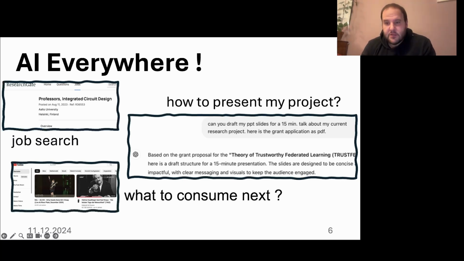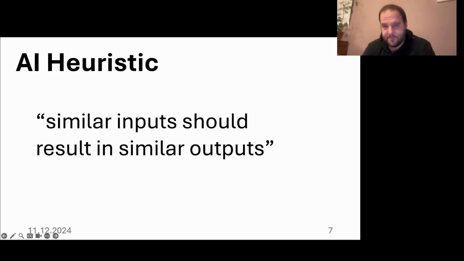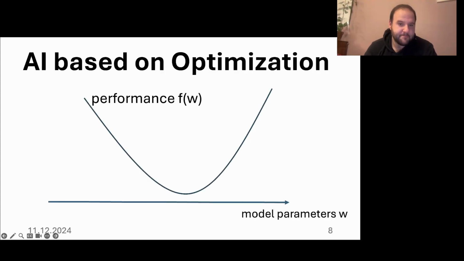Heuristic algorithms are also everywhere in AI. And these AI algorithms help us to make decisions like finding a job, suggesting who to date, or recommending what to watch next. These algorithms simplify the complexity of real-world decision-making. One core heuristic in AI is the assumption that similar inputs should lead to similar outputs. This principle is foundational to many AI and in particular machine learning applications.